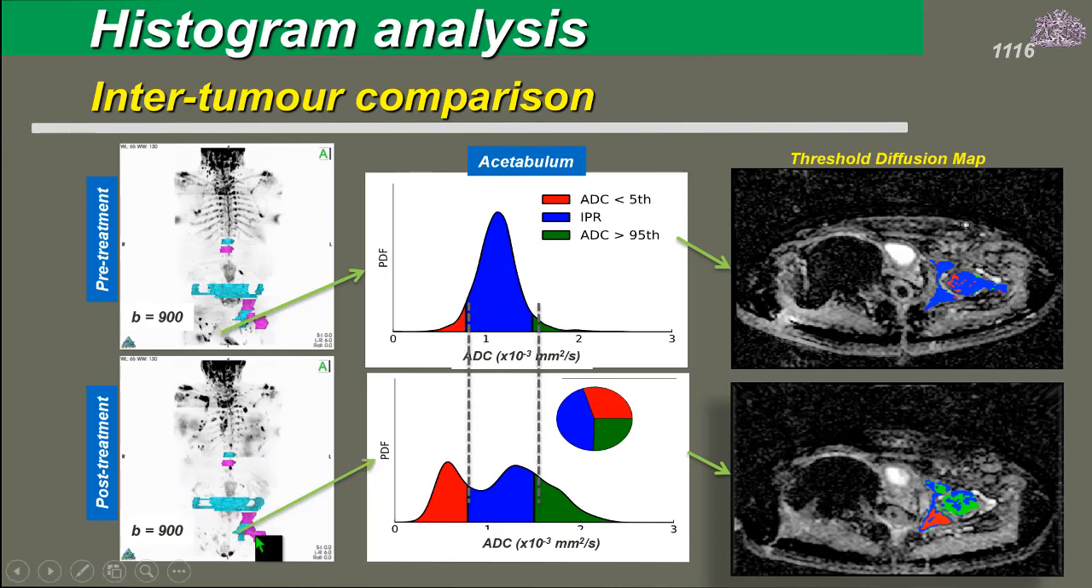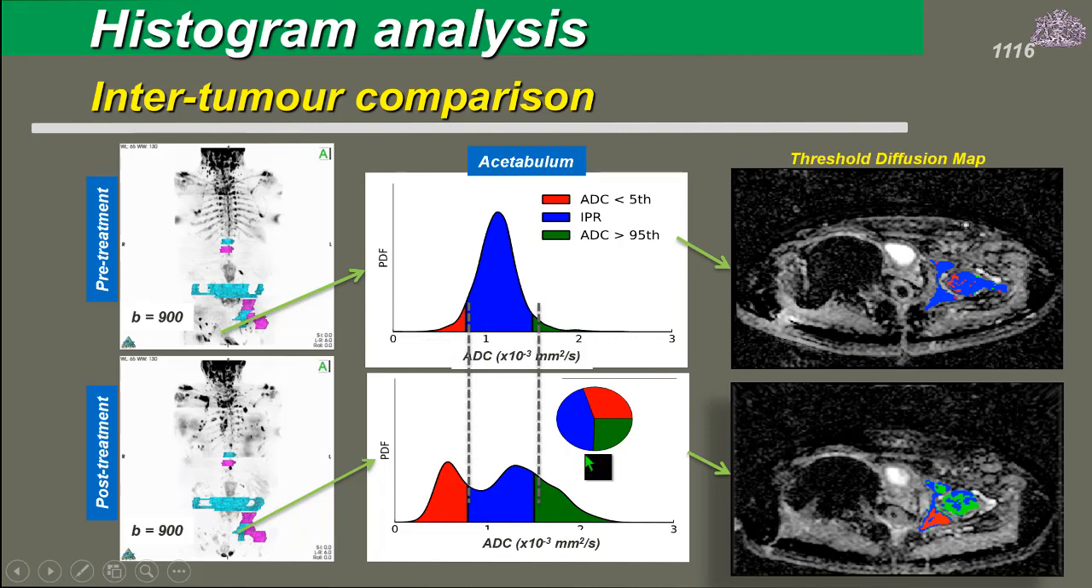So here we have, for example, a whole body MRI image. This is pre-treatment, this is post-treatment, and we're looking at the area of the acetabulum and the upper femoral head. And we're looking at the baseline distribution here, so remember everything that's below the 5th centile, we're coloring it red, above the 95th centile, we're coloring it green, and in between is just blue. And after treatment, you can see that there are changes occurring in all three parts of the histogram.